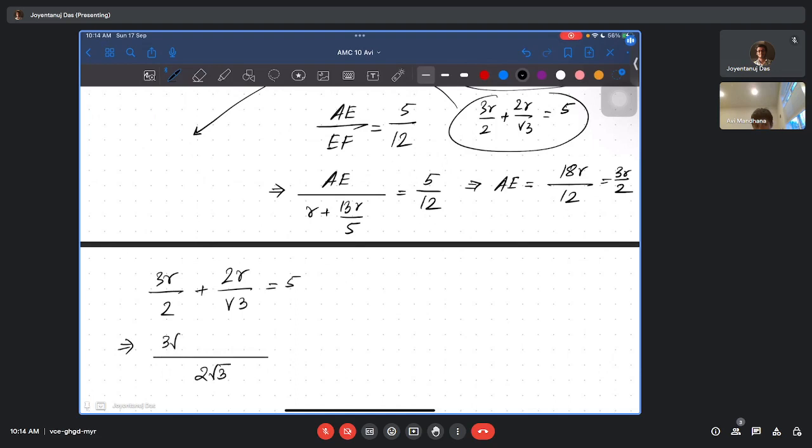So here you get 3 root 3 r plus 4r, right? Then 10 root 3 r. So if we take r common, it's 3 root 3 plus 4, right? Yeah, 10 root 3, that's what I got.